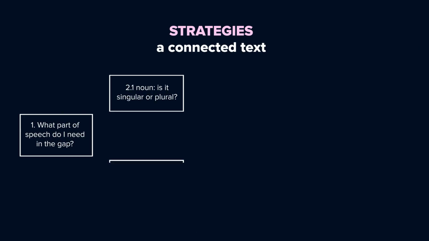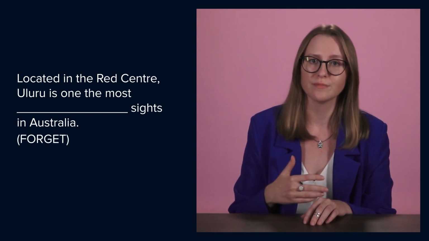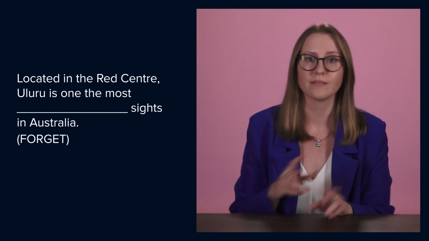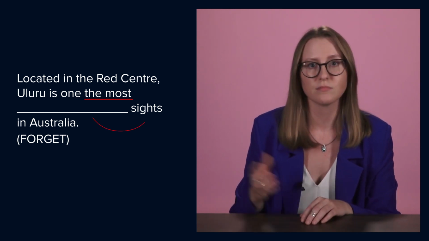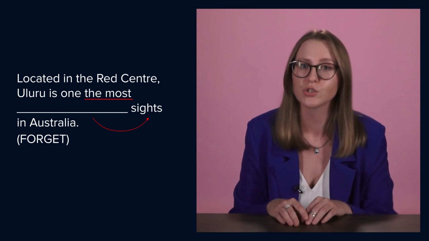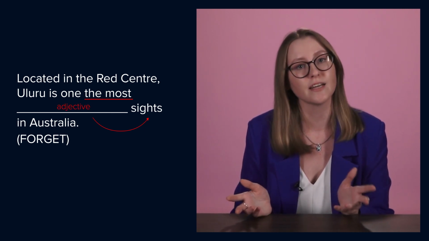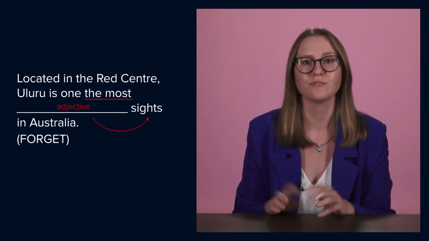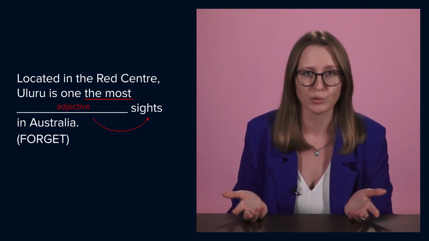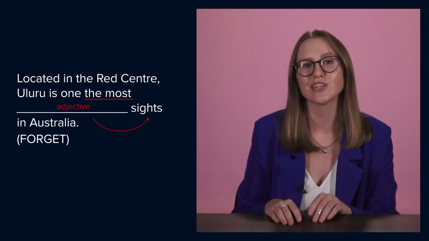Then, if we need an adjective or an adverb, we need to remember that they can be positive or negative. The context and the grammar of our sentence will help us understand. For example, this sentence and the word forget, we already know that the most is part of the superlative degree. Our gap describes the noun after it, sights. So, from the grammatical structure of the sentence, I understand that I need an adjective. How do I know if I need a positive or a negative one? Well, first of all, I have to remember about the fact that it can be both, right? Secondly, I need to look at the context.